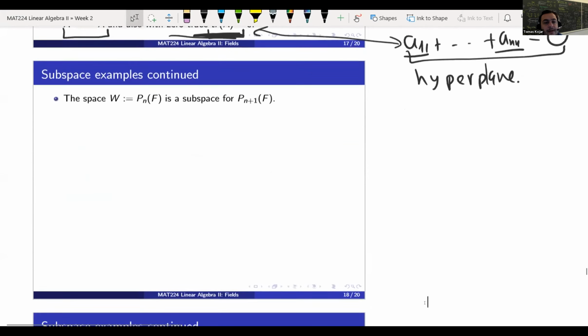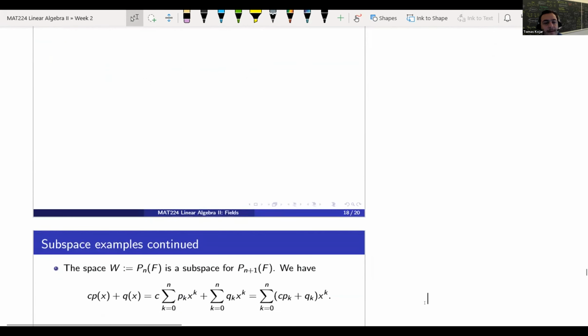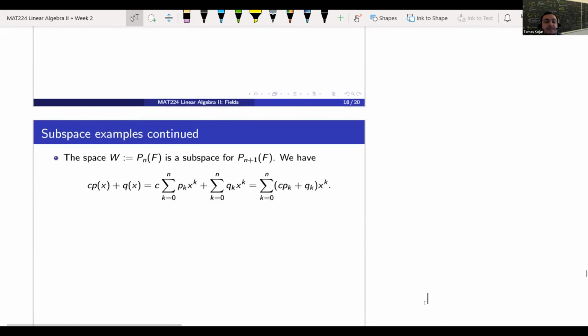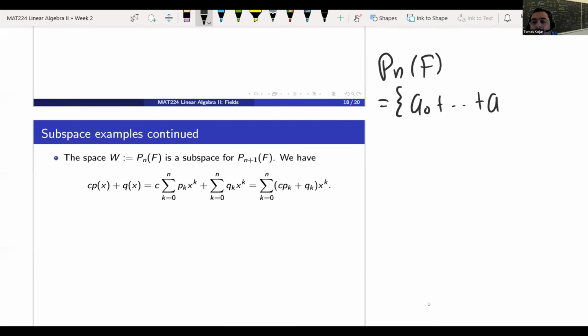All right, so what else? Then we have the space of polynomials. Just to remind you, Pn(F) are the following: a0 all the way to an x to the n, and the ai are taken from the field. Okay, so we want to show that Pn(F) is a subspace of Pn+1(F).